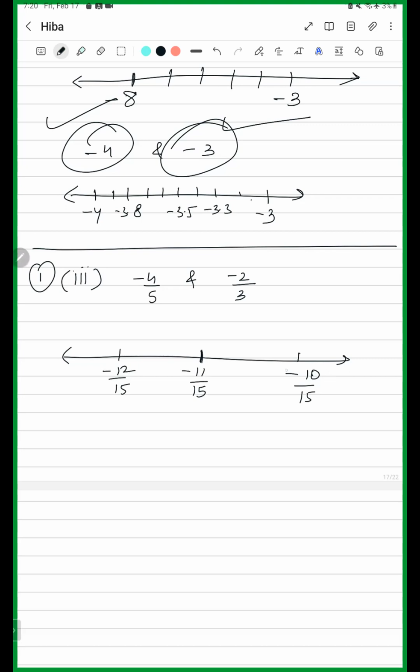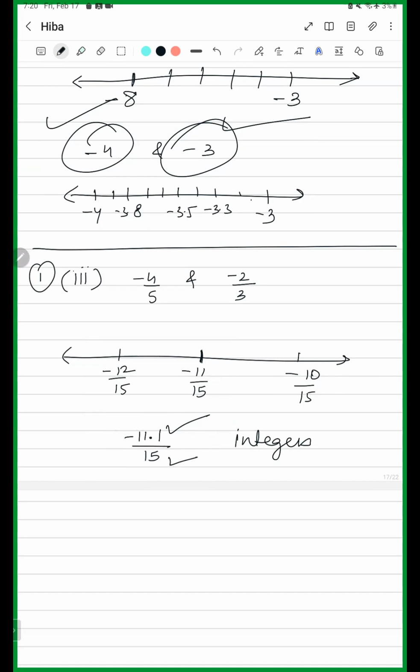-11.1. Very good, very good. -11.1 by 15. But this is not a rational number, है ना? Yeah. Rational number की क्या definition होती है? कि the numerator and denominator should both be integers. 11.1 में 0.1 आ गया यहाँ पे. 0.1 तो नहीं होगा ना integer.